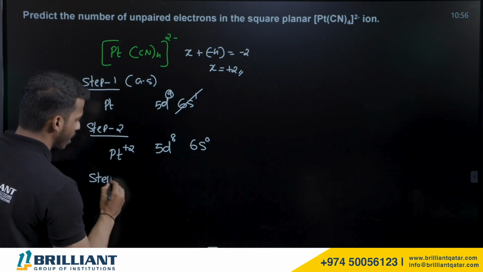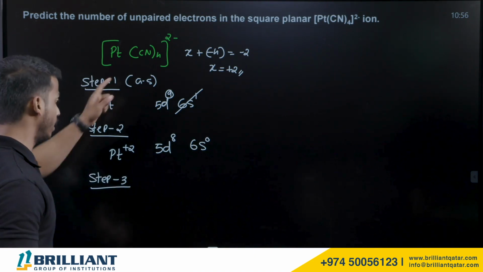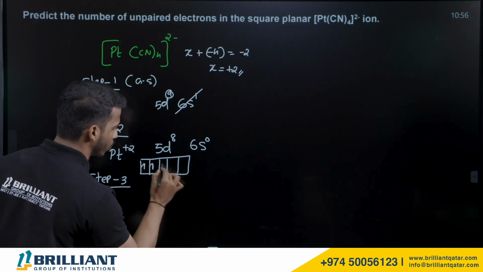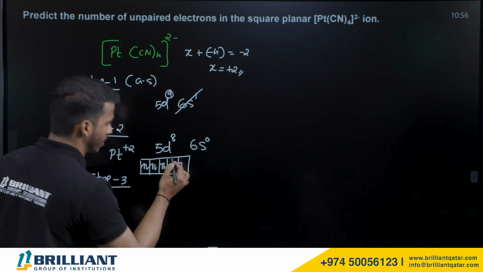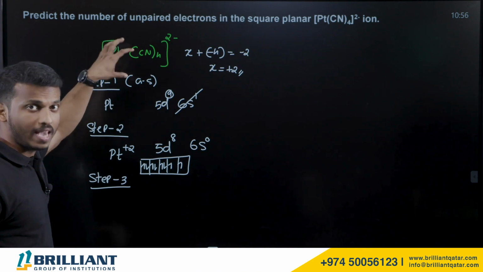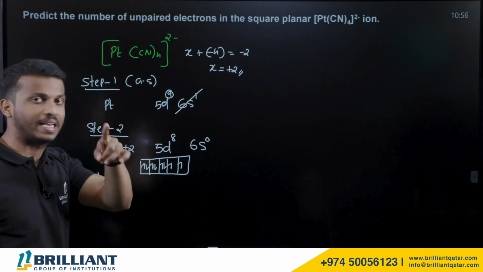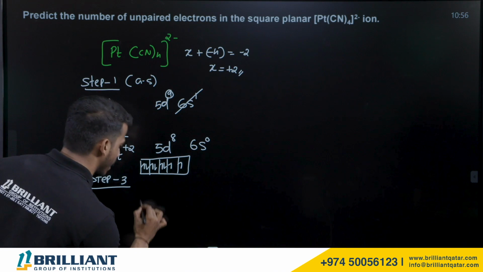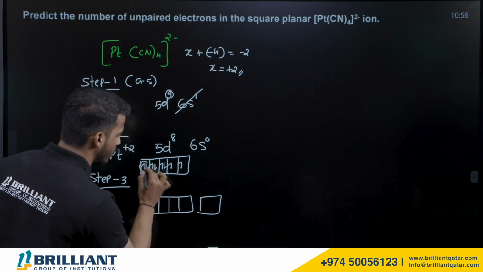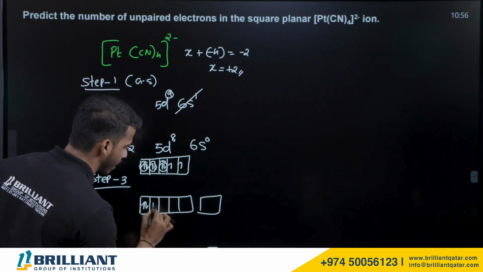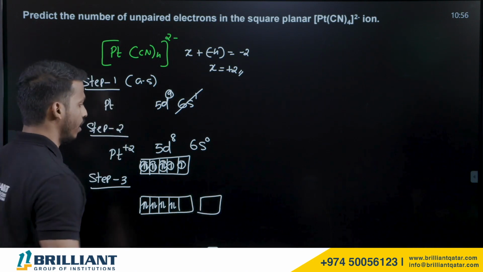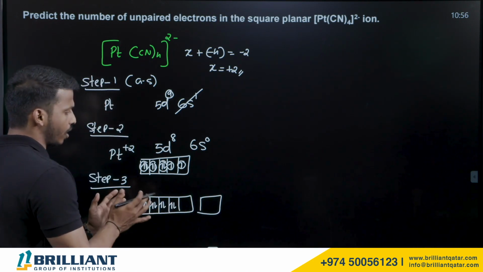Now step number 3, identify the ligand which is given. Here 5d8, how can we write the 5d8 electrons? 1, 2, 3, 4, 5, 6, 7, 8. Here, the third step is identification of the ligand, right? Ligand is cyanide. You know, cyanide is a strong ligand. If there is a strong ligand, electrons undergo pairing. These 3 sets of electrons are already paired, and these 2 electrons pair up, right? Paired. All right.